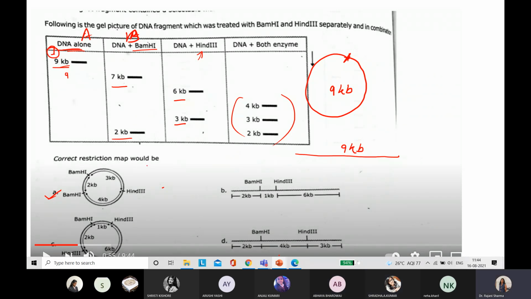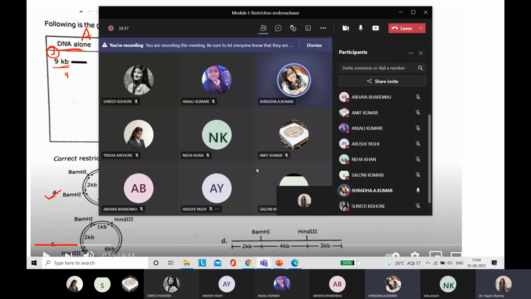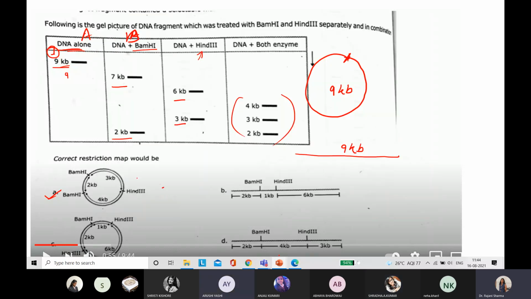Amit? Amit, Shraddha, whatever name I remember. Yes, ma'am. Ayushi. Is it clear to all?